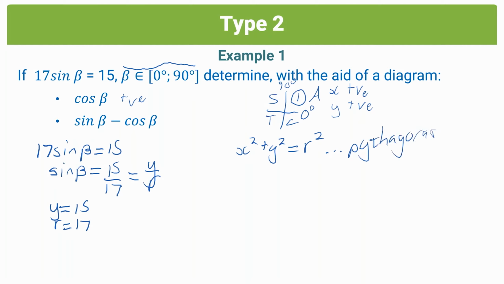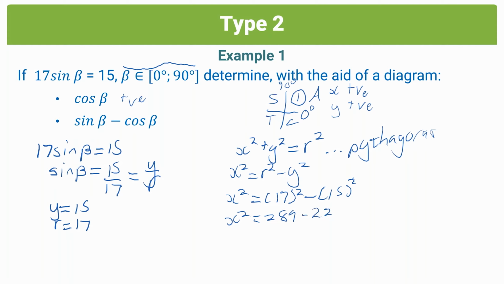So x squared must be equal to r squared minus y squared if we rearrange that, and we can substitute our variables in, r being 17 and y being 15. 17 squared is 289, 15 squared is 225. If we subtract those, we get 64. If we square root both sides to get rid of that exponent, we get x being equal to plus or minus 8. Because remember, when you square root, you can get a positive or negative.